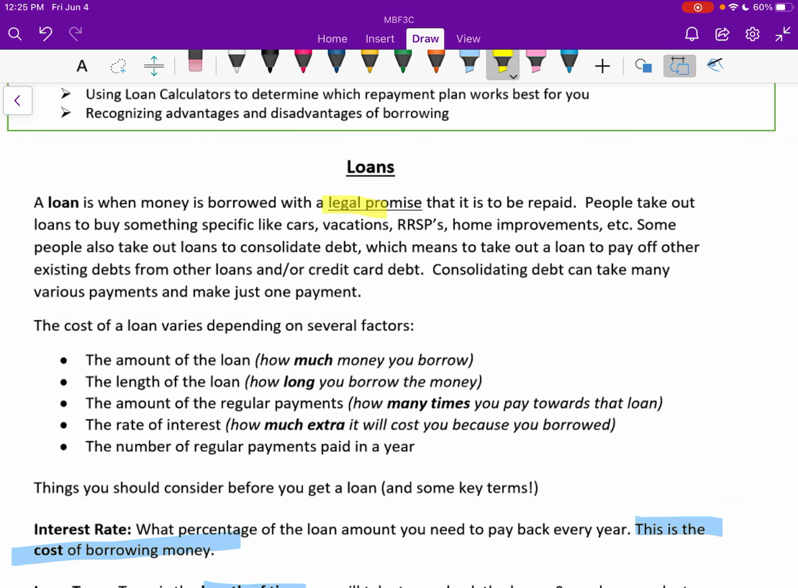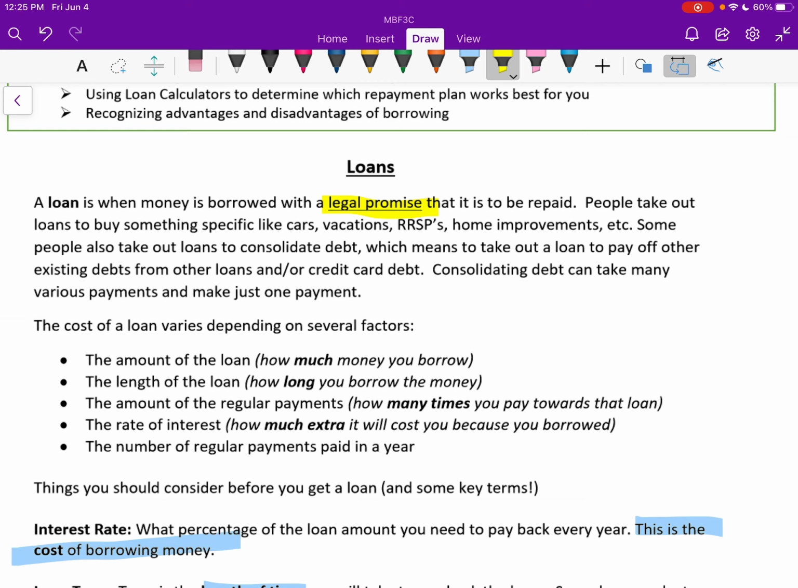A loan is a legal promise that you borrow. So, you borrow money with the legal promise that it will be repaid. People can take out loans for a variety of reasons. They can take out car loans to buy new cars, vacation loans, RSPs, home improvement loans.